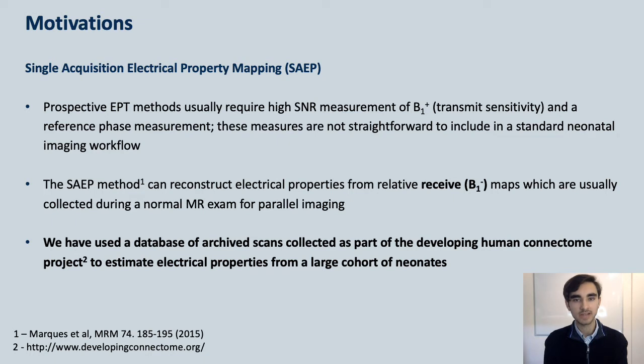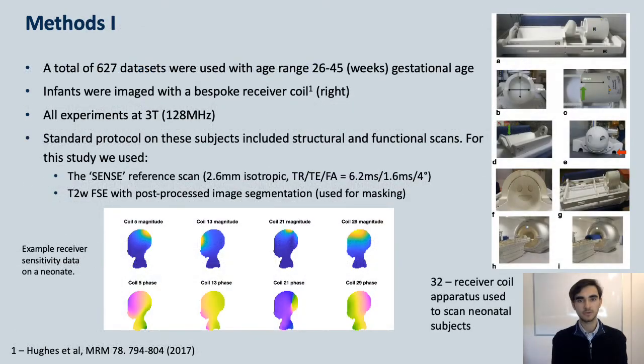The data was collected as part of the Developing Human Connectome project since 2015, and this means we can make use of the large dataset of archived raw data from neonate scans. For our study, we used data from 627 subjects, ranging from a gestational age of 26 to 45 weeks. All data was acquired on a 3 Tesla Philips Achieva scanner at 128 MHz, using a custom-made 32-channel neonatal head coil, which you can see on the image on the right.